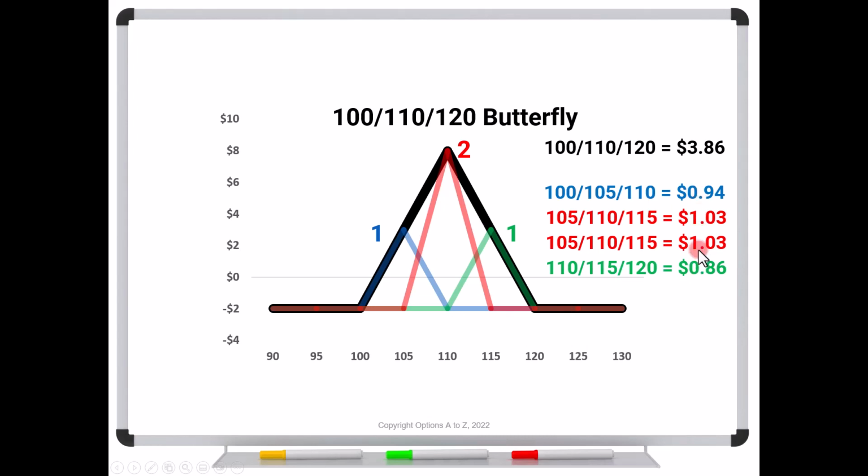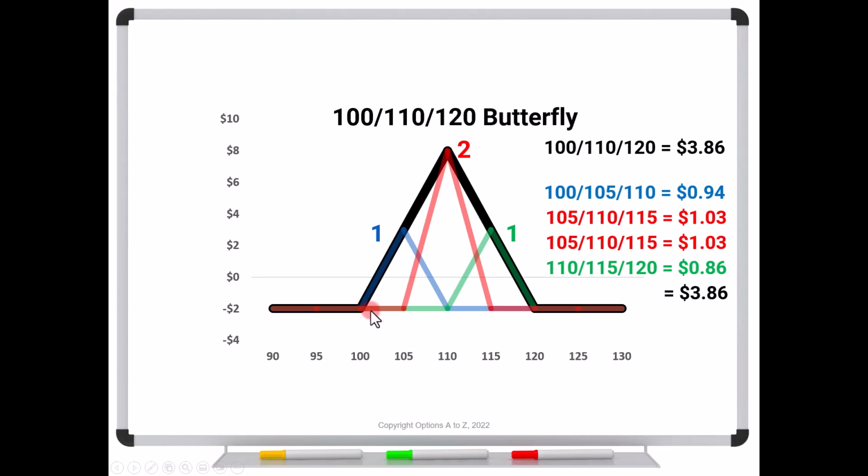So if we add up these right here, this blue, the two reds, and the green, we get $3.86, exactly the price of the bigger butterfly. So they are there. It's mathematically equivalent. So the thing is, if you are holding this larger butterfly in black, you could trade these smaller butterflies in here.